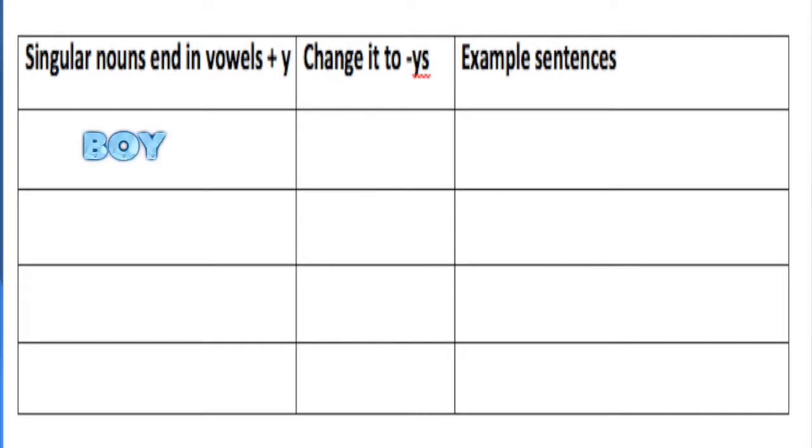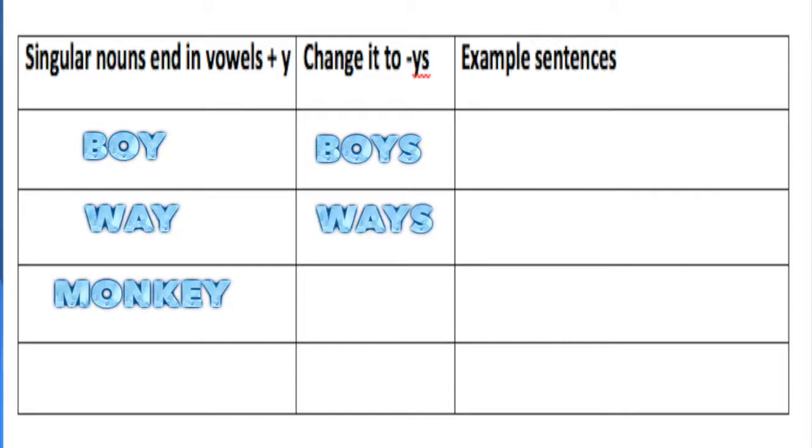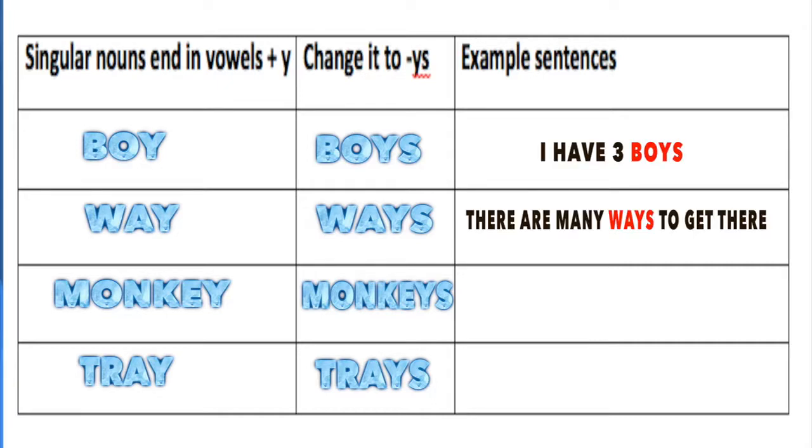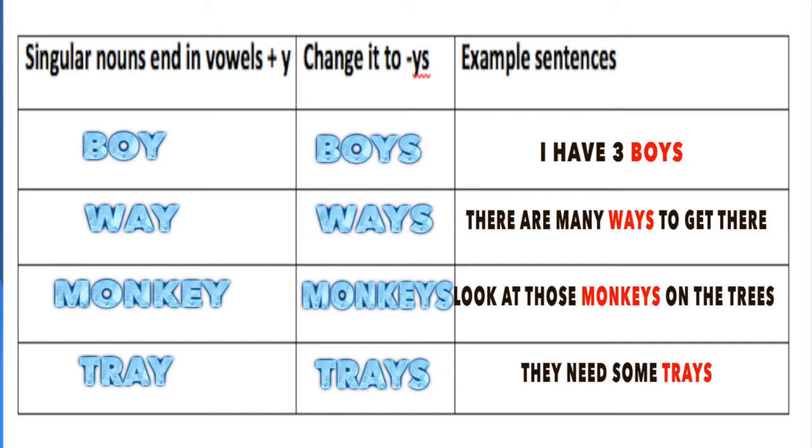Boy, change it to Ys or Ys becomes boys. And then way, ways. Monkey, monkeys. Tray, trays. Okay, the example sentences. I have 3 boys. There are many ways to get there. Look at those monkeys on the trees. They need some trays.